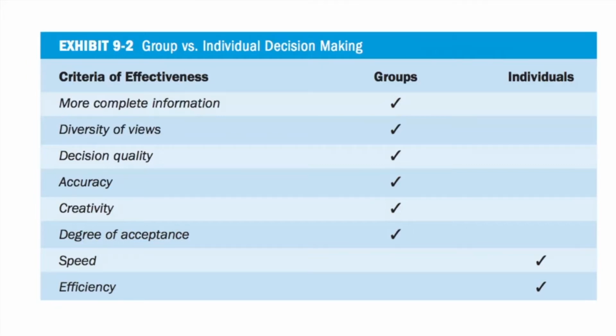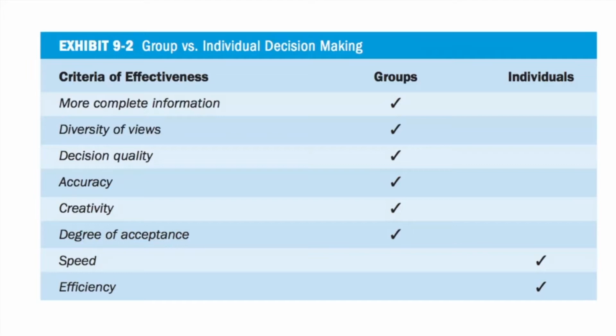One of the great things with groups is the degree of acceptance. If you're a group member and I'm a group member, and we've all had a say in this decision-making process, the number of people who are going to agree with it goes up instrumentally. Because if I made the decision and you had nothing to do with it, you're going to be thinking, is that the best decision? Should I agree with that? Probably not. Whereas if you're part of the decision, you're more likely to agree with it.